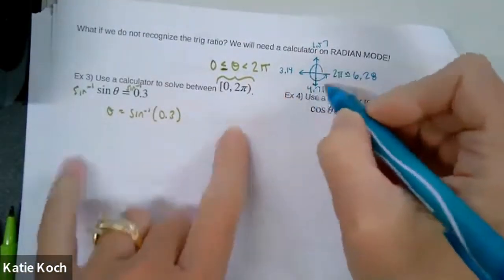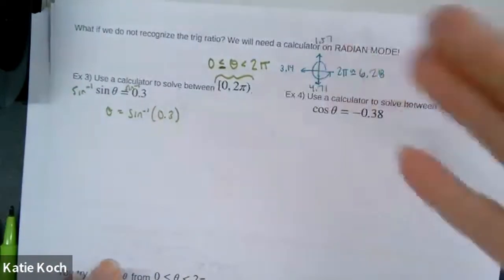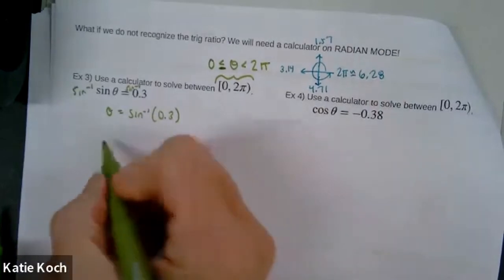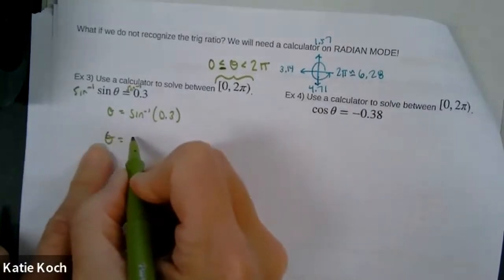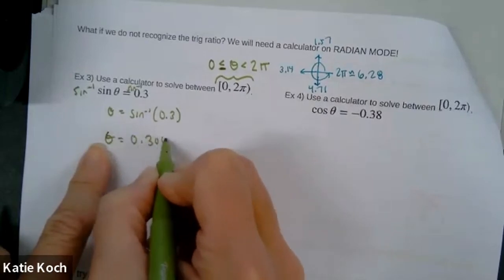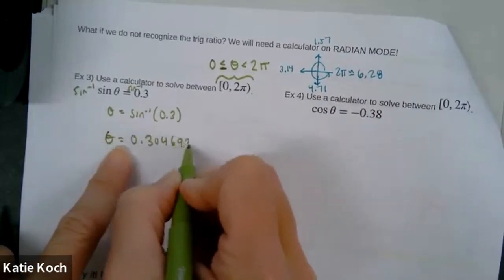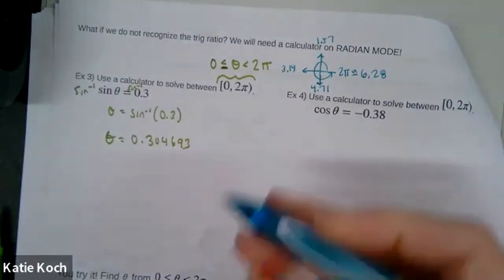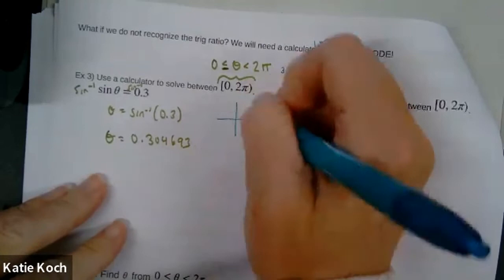Notice I have not changed anything. This is just radians written like decimals, which is funky. And the calculator gives that decimal to me. It says, oh, I know the angle that you want. The angle that you want is 0.304693. And we say, yes, but the calculator did not know the directions. The directions were to go all the way around the circle.